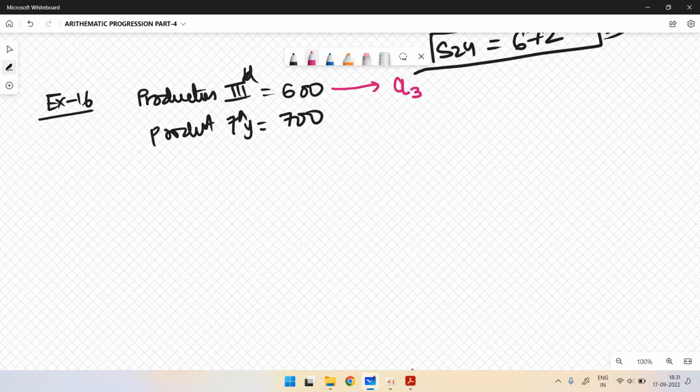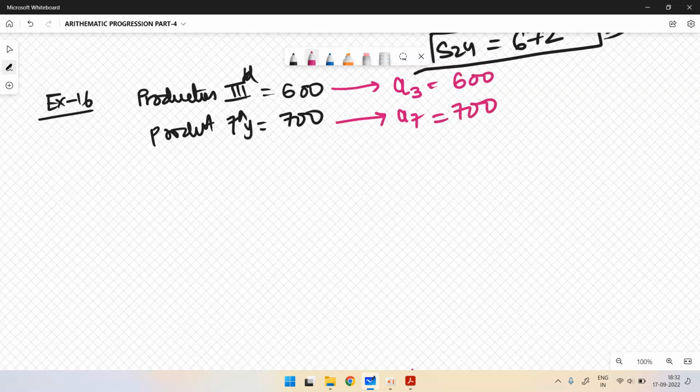Now, this directly implies that the production in the third year is nothing but A of 3. It is saying that the production increases uniformly at a constant value. Since it is a constant value, this will form an AP. So the production in the third year is A3, production in the seventh is A7, and these values are 600 and 700.